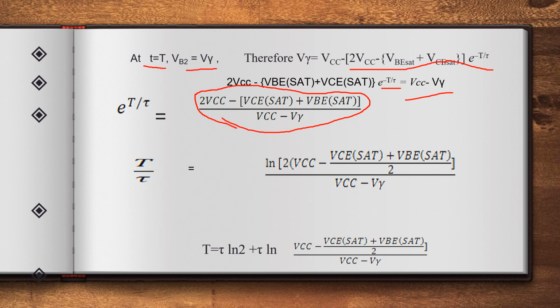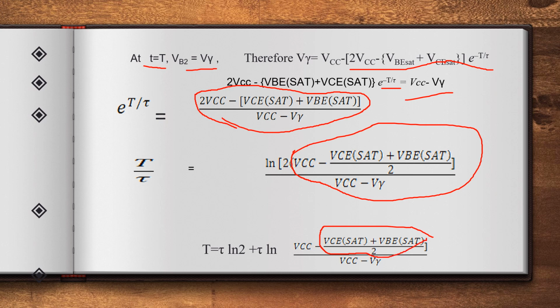Now send this tau to this side and expand the log. So T equals tau log 2, where log of AB is log A plus log B. So tau log A means tau log 2, plus tau log B means this term: tau log of VCC minus VC sat plus VB sat by 2, by VCC minus V gamma. Again see this term, VC sat plus VB sat by 2.